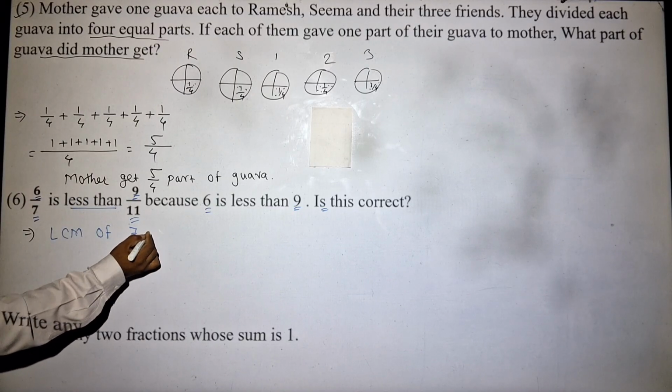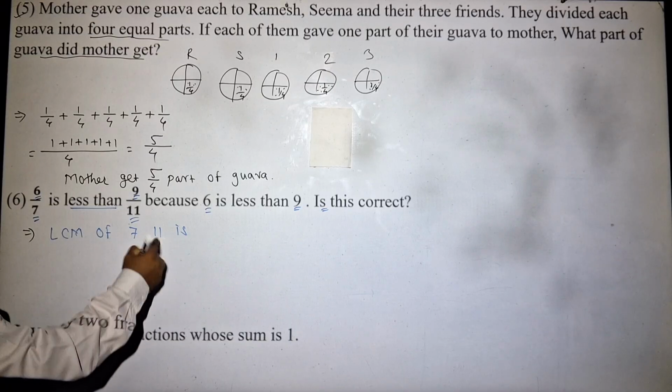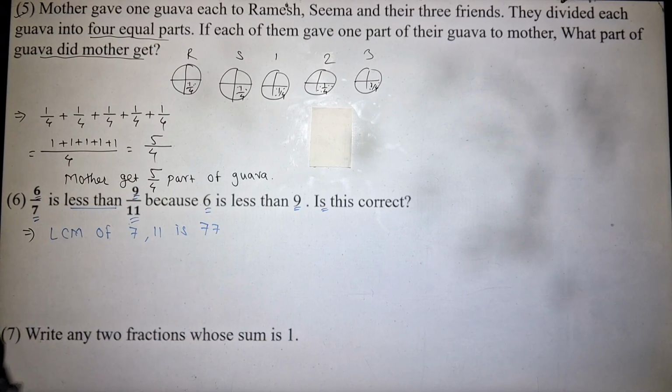What is the LCM of 6, 7 and 11? Yes sir, the LCM of 7 and 11 is 77.